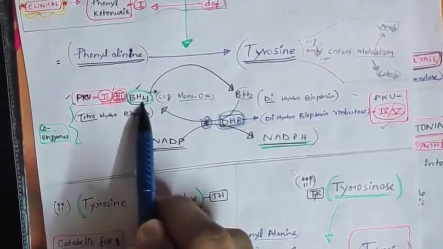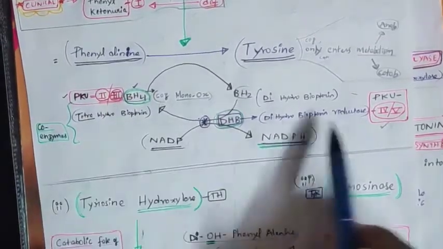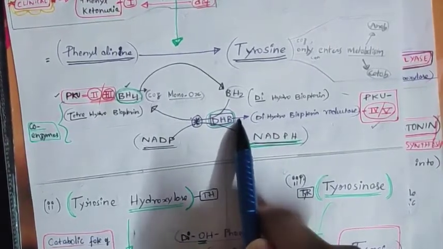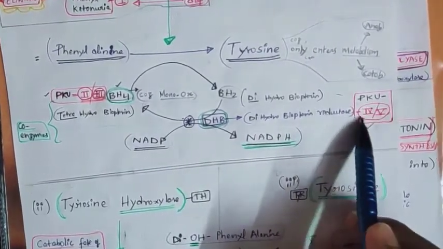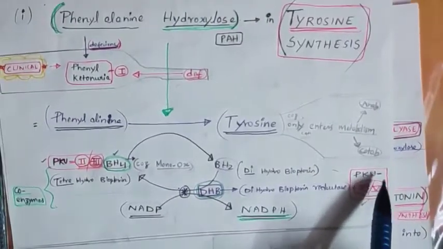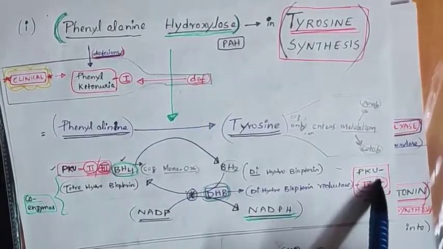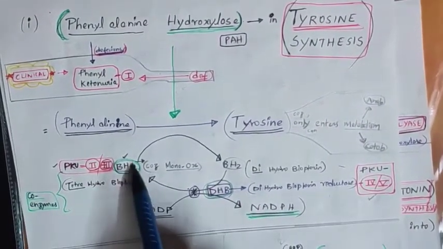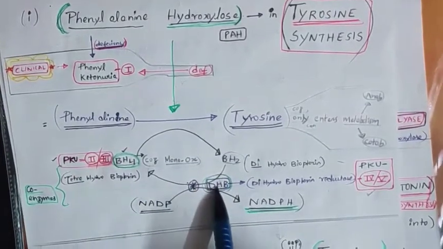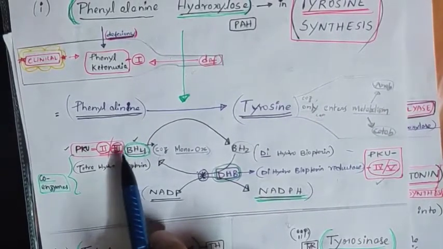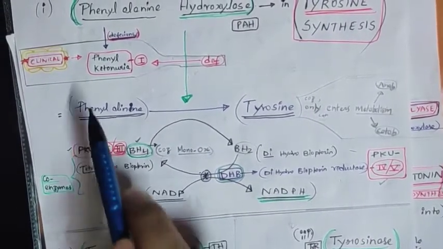Here you can see when BH4 synthesis is deficient, we will get PKU 2 and 3. When dihydrobiopterin reductase, DHB, is deficient, we will get PKU type 4 and 5. You can see PKU is totally 5 types. First type is deficiency of the main enzyme PAH. Second and third type, and fourth and fifth type, are deficient because of coenzymes. One is due to BH4 and another is due to DHB. Okay, you can just remember these deficient enzymes about these diseases.